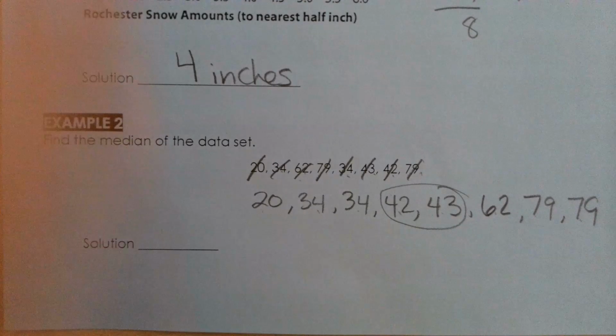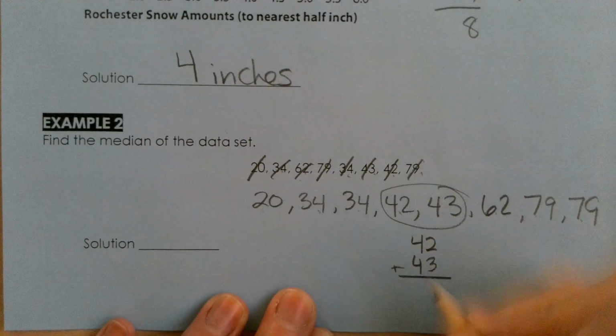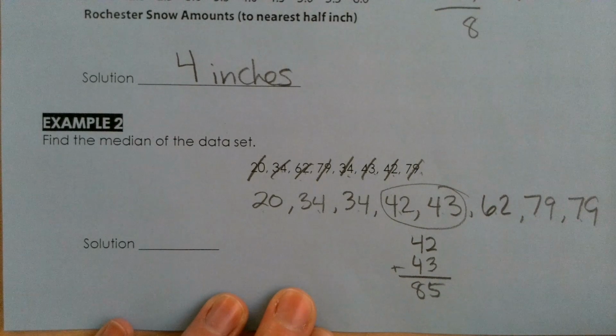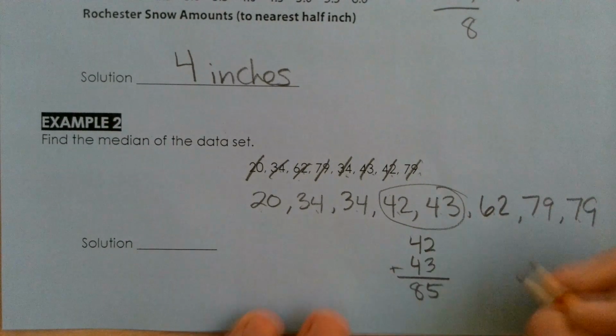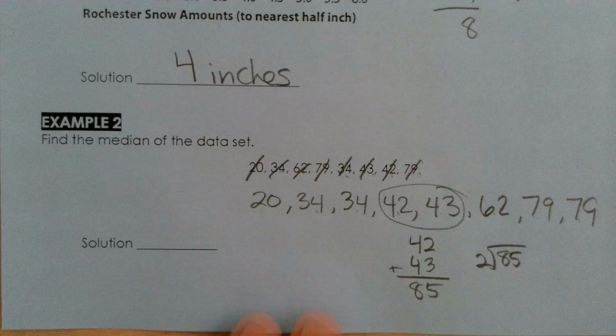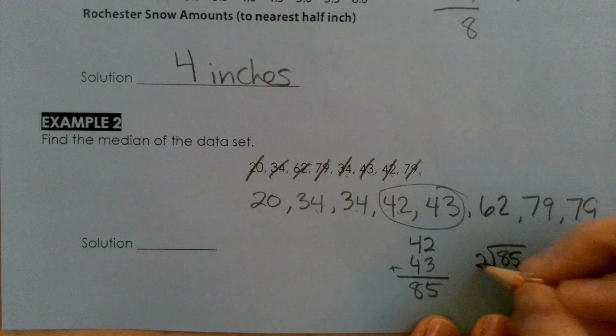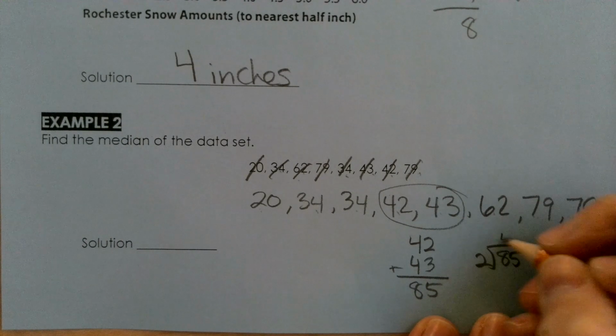Remember, with mean, that's the same thing as finding the average. We add them together, and we have 85. Now, when we add them together, we also have to divide by how many pieces we have. So we're going to divide by 2. And when we divide by 2, okay, so 2 can go into 80 40 times.